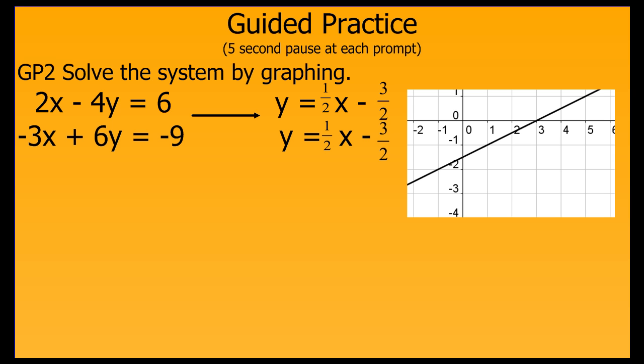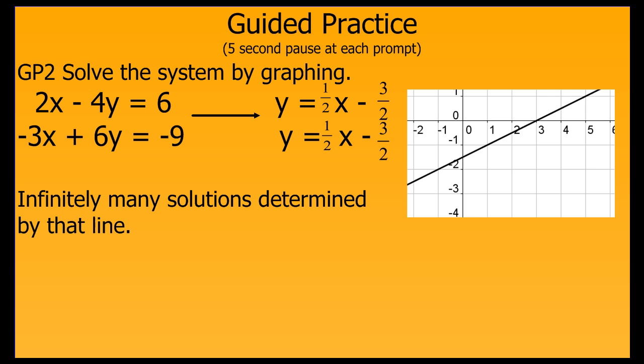Now what? Both equations are on the same line. They are collinear. Therefore, there are infinitely many solutions. Any point on the line is a solution to both equations, and therefore a solution to the system of equations.